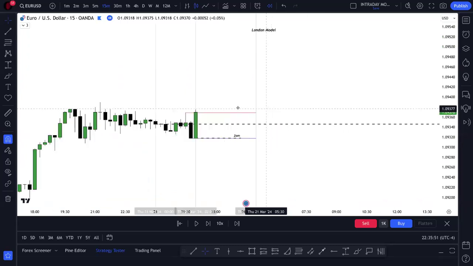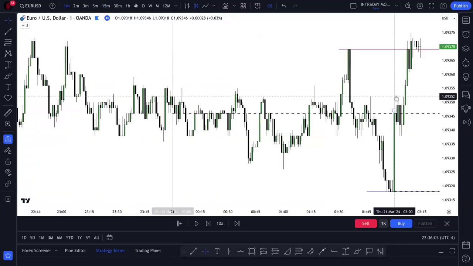Purge on buy side. What are we going to do here? We're going to go right to the 1-minute time frame. This is the London model that everybody keeps asking me about. You don't ever talk about it. Yes, I do. Yes, I do. People just don't watch it.